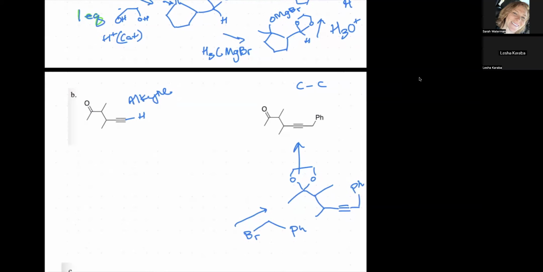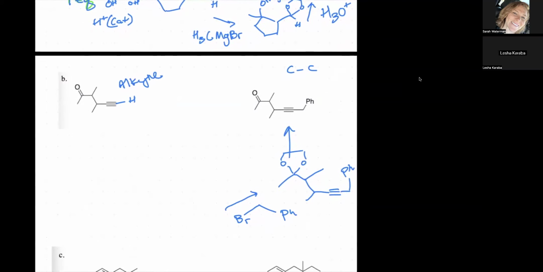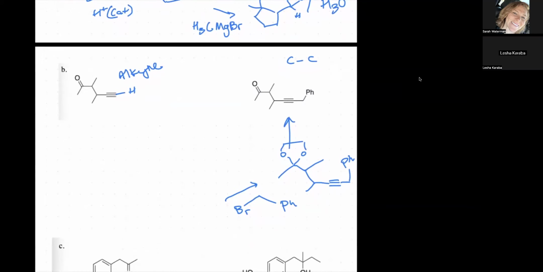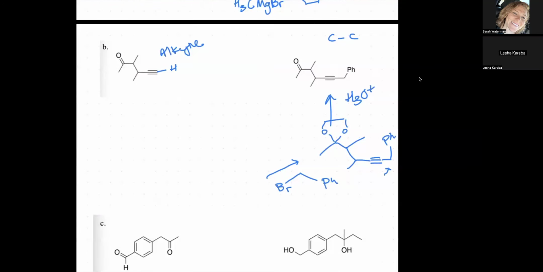So we have to protect the ketones. In order to get this on here, this would just be our acid workup step, because that's what gets rid of our protecting group. So to add our phenyl on there, we have to have, like I said, our synthetic equivalent, right?